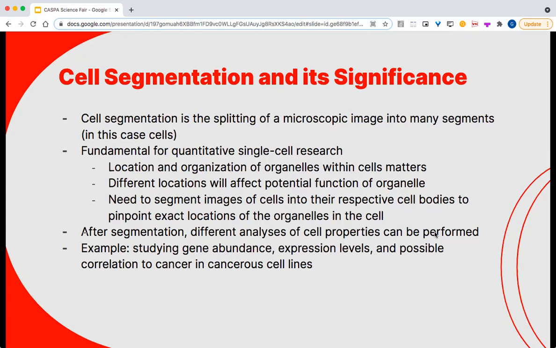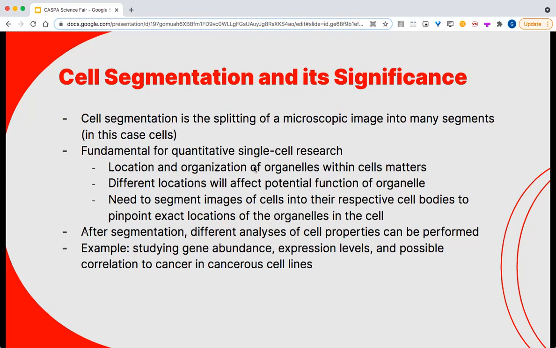So this is because in cells, the location and the organization of organelles matters, and it will affect the potential function of the said organelle. And so we must segment the image into cell bodies to be able to accurately pinpoint the exact location of the organelles of whatever it is that we may be trying to analyze. And then once we have segmented these cells, we can now perform single cell analyses. So, for example, if we are trying to study, say, the gene abundance or expression levels of a specific gene in breast cancer, using these cell images.